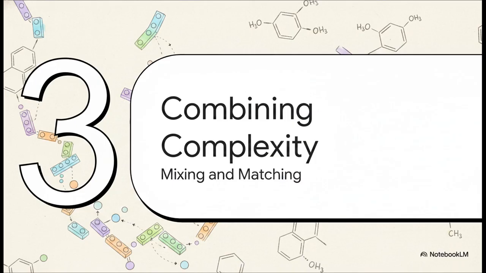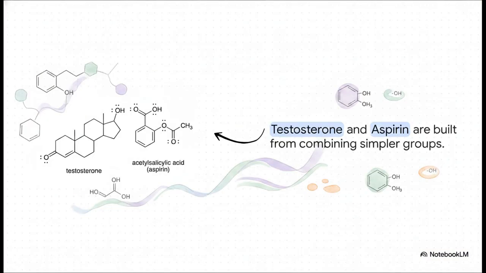Which brings us to Section 3, combining groups for complexity. What happens when we actually start mixing and matching? This is where the true power of these modules really kicks in. Let's take the male sex hormone testosterone. It might look a bit intimidating, but it's essentially just a carefully arranged combination of ketone, alkane, and secondary alcohol groups. Now contrast that with acetylsalicylic acid, everyday aspirin, which blends aromatic, carboxylic acid, and ester groups. Mixing and matching these basic modules allows nature, and us, to dramatically alter human biology. Literally, a tiny tweak here or there changes a headache pill into a powerful hormone.